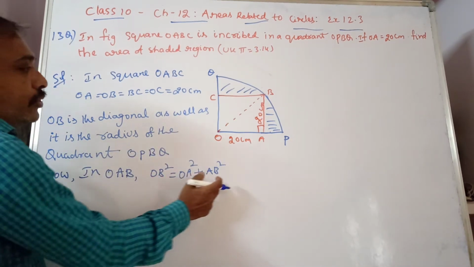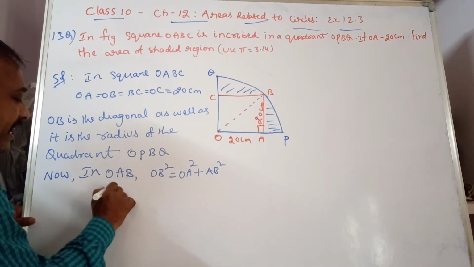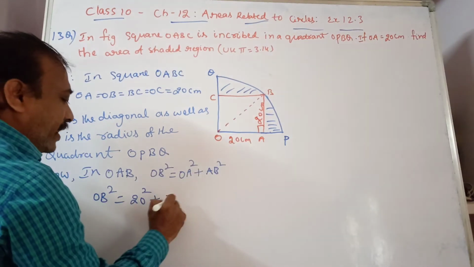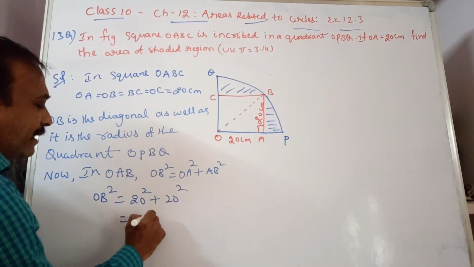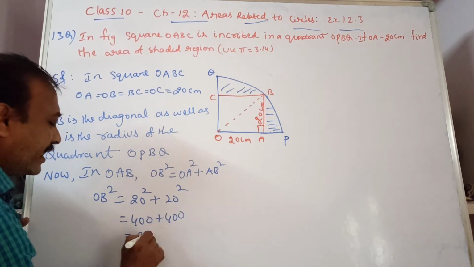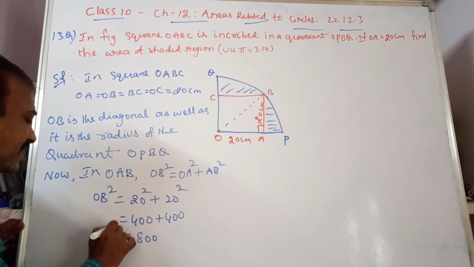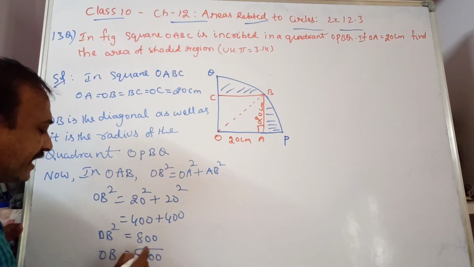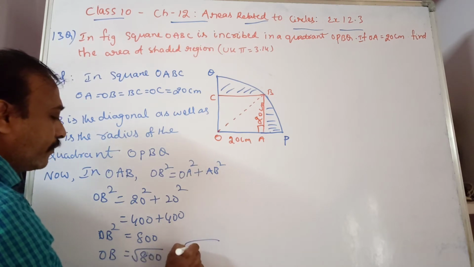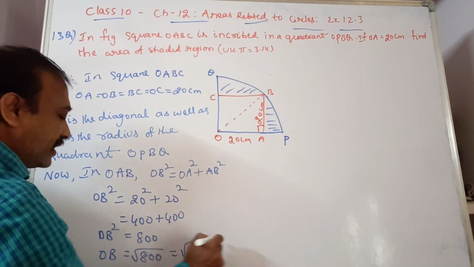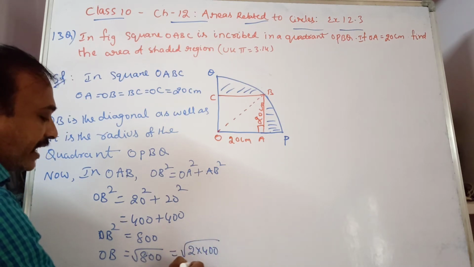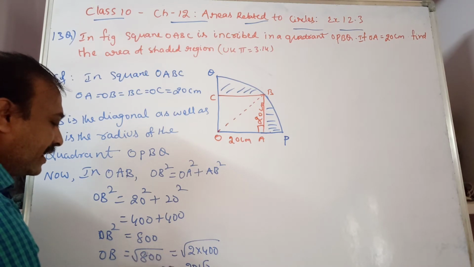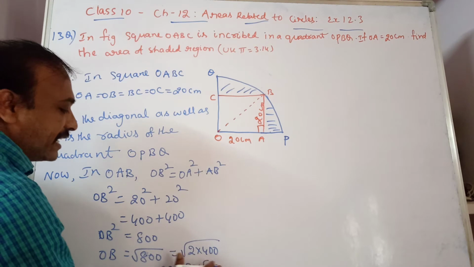OB square is equal to OA square plus AB square. OA is 20, so OB square is equal to 20 square plus 20 square, which is 400 plus 400, equal to 800. Then OB is root 800, which can be written as root of 2 into 400. The square root of 400 is 20, so OB is 20 root 2 centimeters.